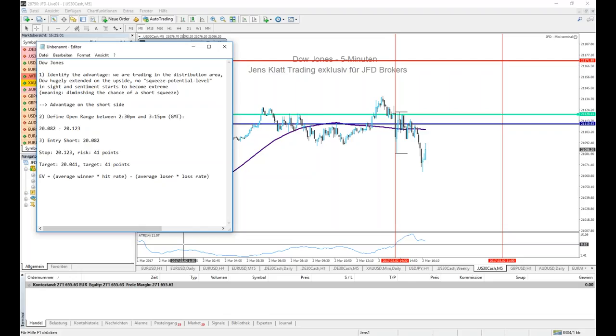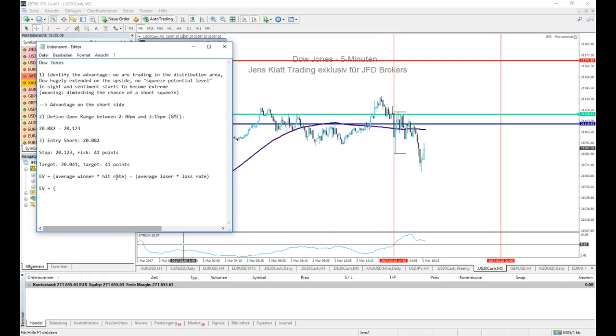And as you can see here, the moment you have an average winner of one, in this case 41 points, and a loser of 41 points, the risk reward is 1-to-1. You have one, you multiply it with the hit rate. And you subtract here the average loser, which is one, multiplied with the loss rate. You see the loss rate plus the hit rate sums up to 100%, okay?